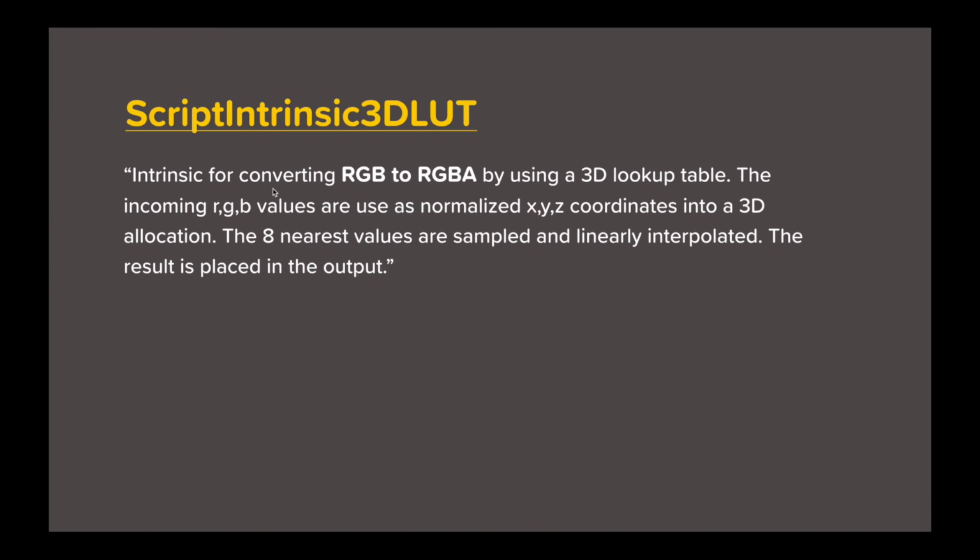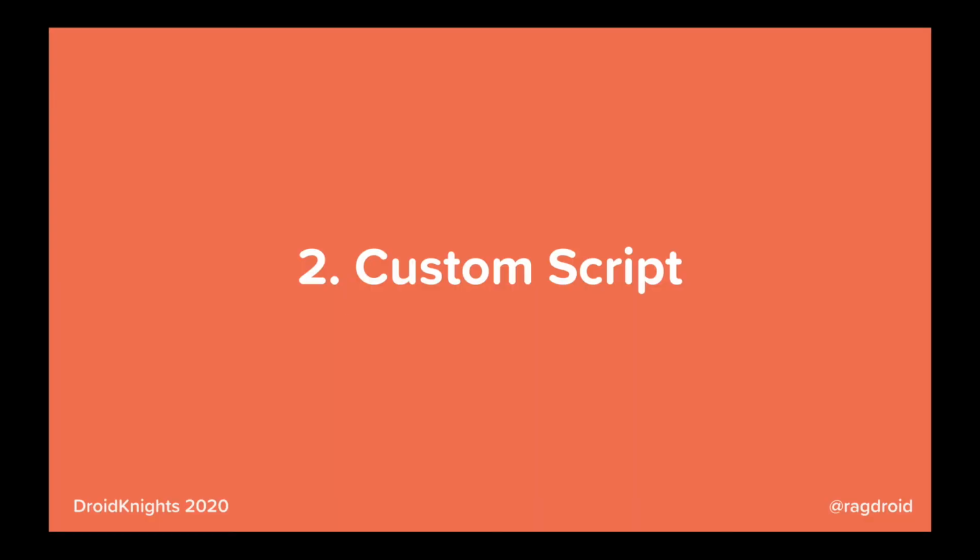It looks like they are trying to say the same thing, that it's converting RGB to RGBA. It's not taking input as A. But even today I'm still not sure. Maybe ScriptIntrinsic3DLUT can still use alpha values, but I just couldn't make it work. So if you are able to make alpha work with ScriptIntrinsic3DLUT, then please ping me. It would just give me some kind of satisfaction.